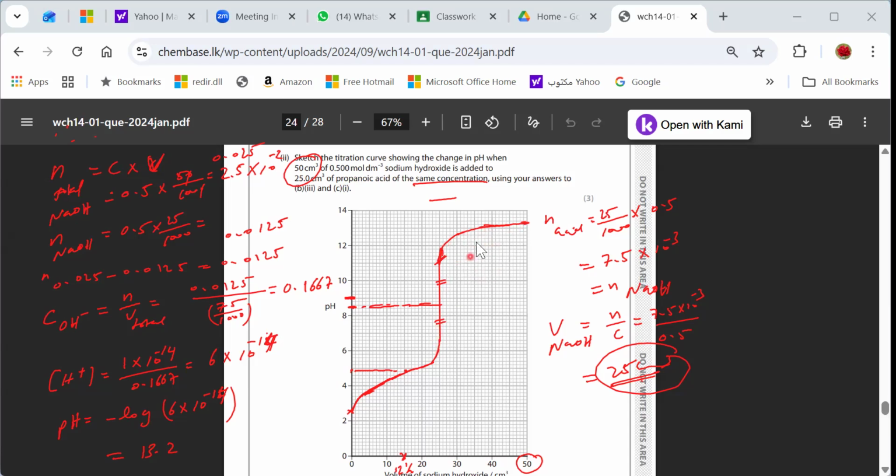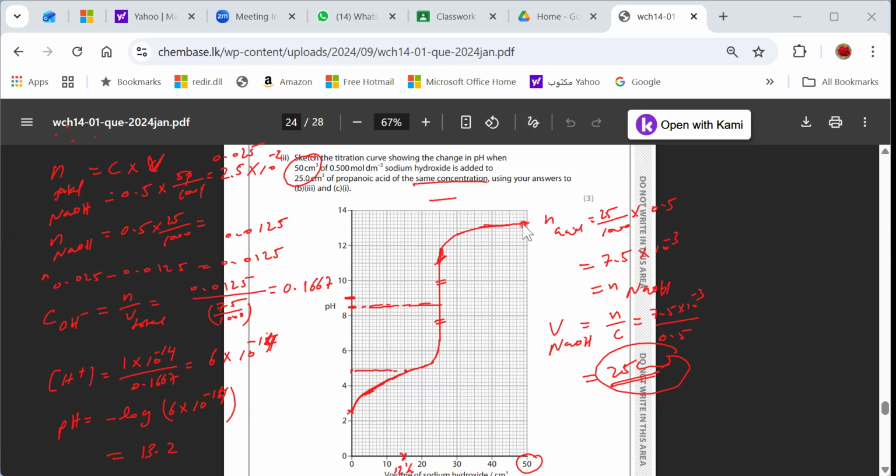You get the volume excess of the sodium hydroxide multiplied by the concentration to get the number of moles. The number of moles must be divided by the total volume to get the concentration of the hydroxide. You got the concentration of hydroxide, and to get the pH, the hydrogen ion concentration equals Kw over the concentration of the hydroxide. You get the concentration of the acid from which you get the pH. So this is the pH. So you draw a curve like this.